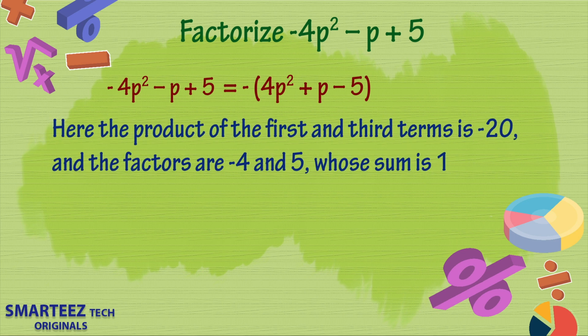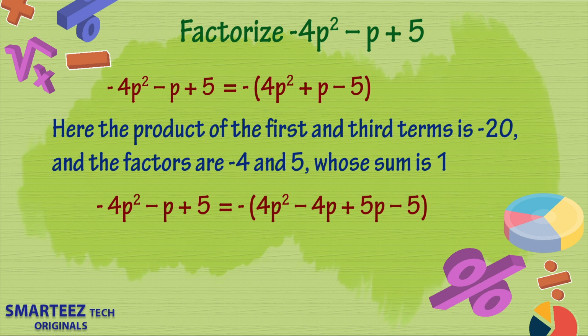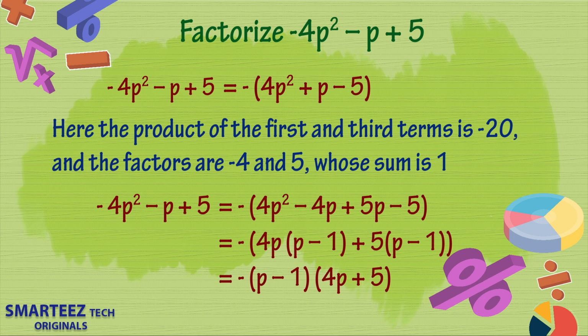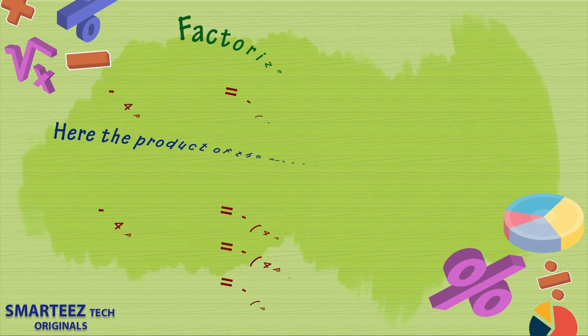Here the product of the first and third terms is -20 and the factors are -4 and 5, whose sum is 1. -4p² - p + 5 equals -(4p² - 4p + 5p - 5), which equals -(4p(p - 1) + 5(p - 1)), which equals -(p - 1)(4p + 5).